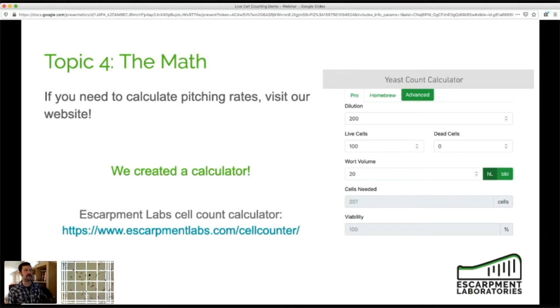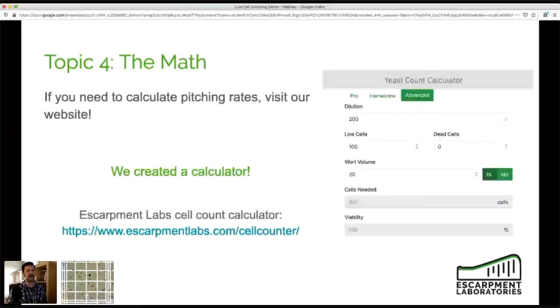On the homebrew side, we do things in liters and gallons because that's what people work in. But you can fill in everything here. Then if you bring down that advanced column, you can put in what your pitching volume is, what your desired pitching rate is, and all that kind of stuff. So you can play around with a lot of these things on our cell counter or on our pitching rate calculator / cell counting tool.